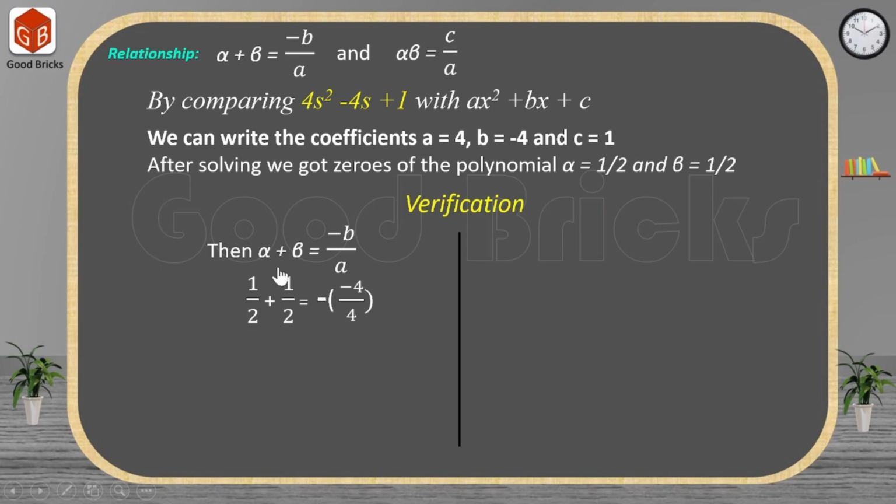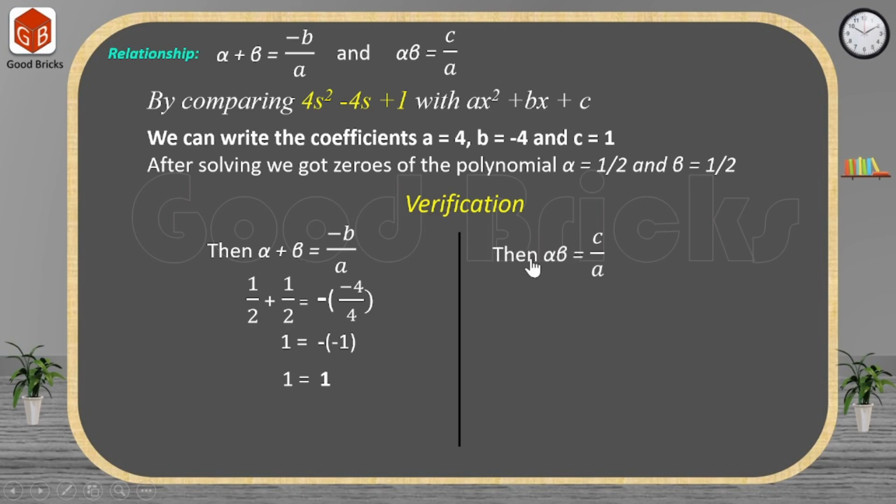Now when you simplify, 1 by 2 plus 1 by 2 is nothing but plus 1. Similarly here after cancellation we will get minus 1. So minus into minus is nothing but plus 1 we will get. So on the left side, 1 is the value of alpha plus beta, whereas the value of minus b by a is 1. So for alpha plus beta, the sum of the zeros and the coefficients value, we got the same. So we have verified one relationship.